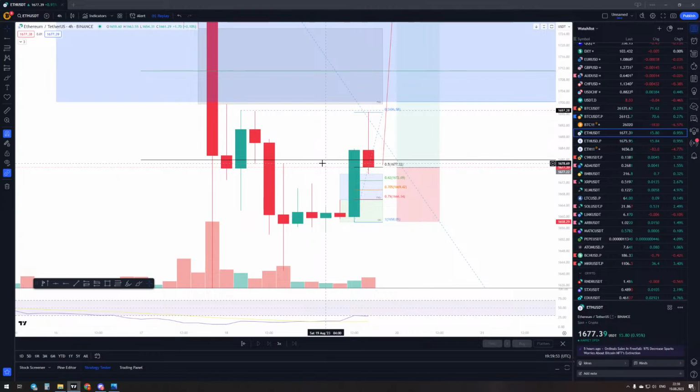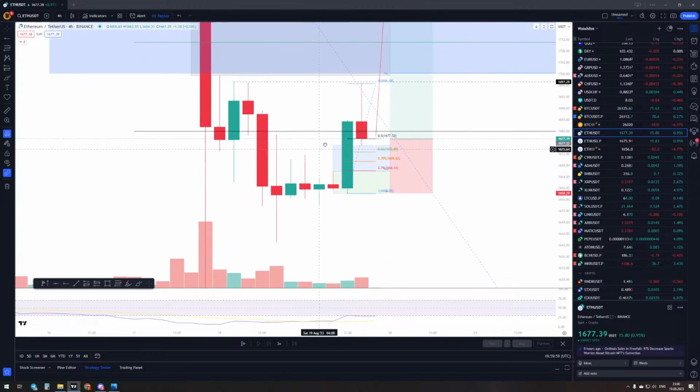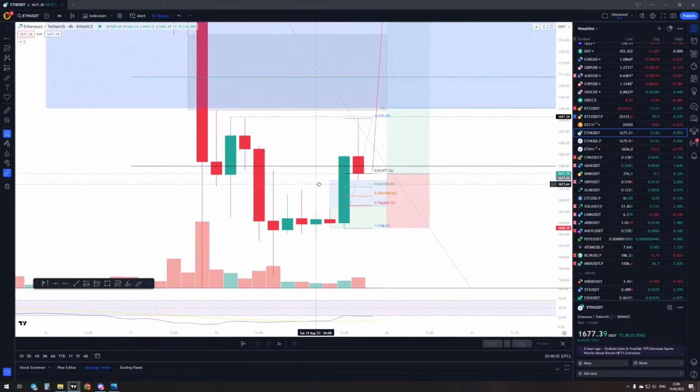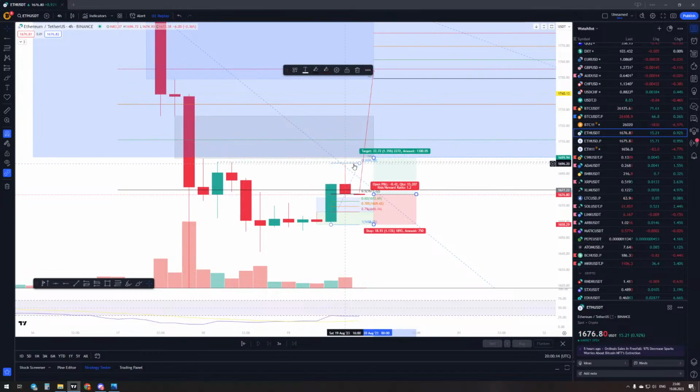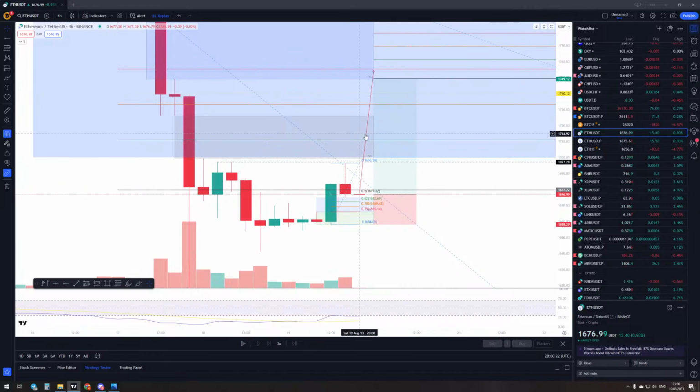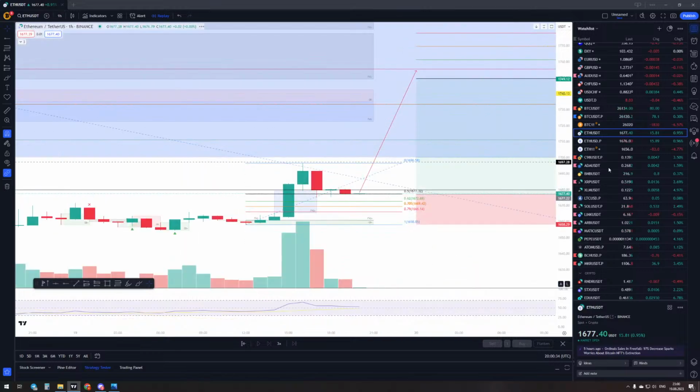Actually, not too bad. Not too bad. This looks doable, but I prefer to trade the first trouble area, which is this, but more likely we'll get this second. The second fair value gap. We'll see. We'll see. Okay, let me check. 1 hour.